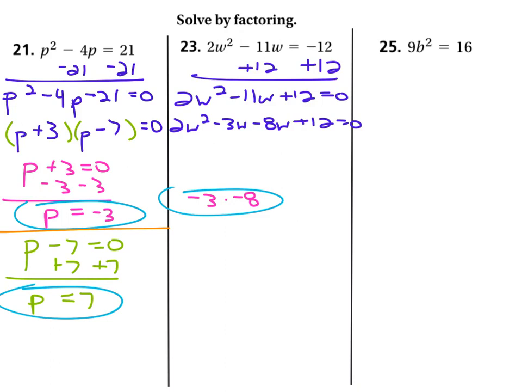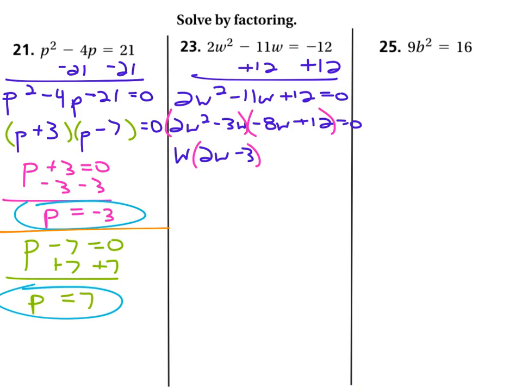Okay? It equals 0, but what we're really trying to do here is group these. We're going to group these like this and like this and see what we can factor out. Okay? So what do we get? Well, from 2w squared minus 3w, the only thing that we can factor out there is a w. Okay? And what are we left with? We're left with 2w minus 3.